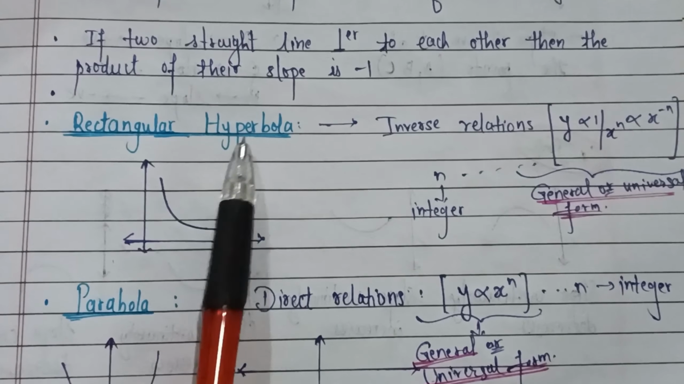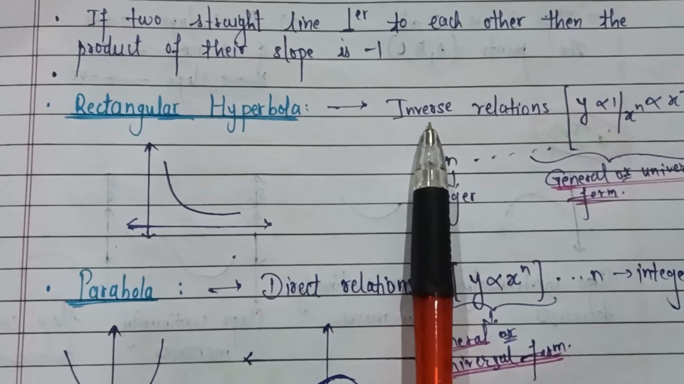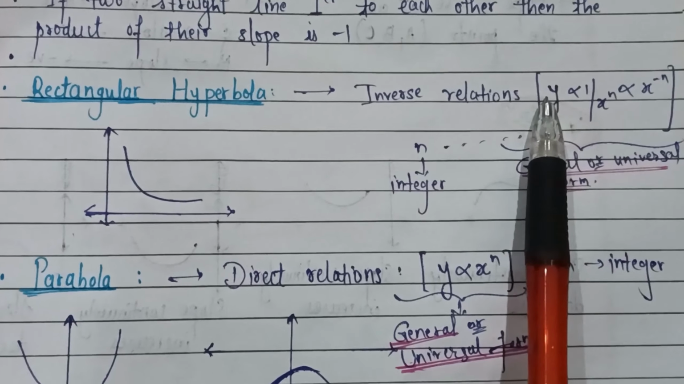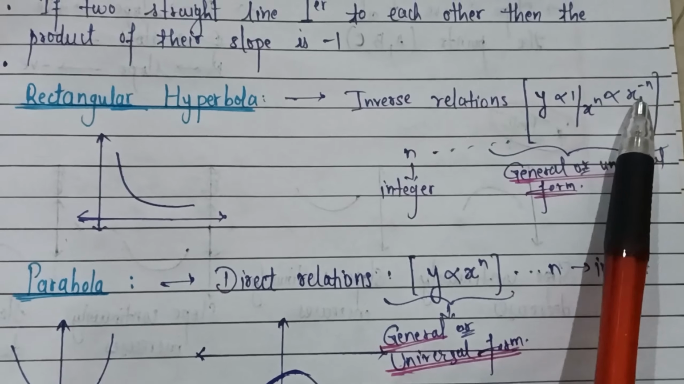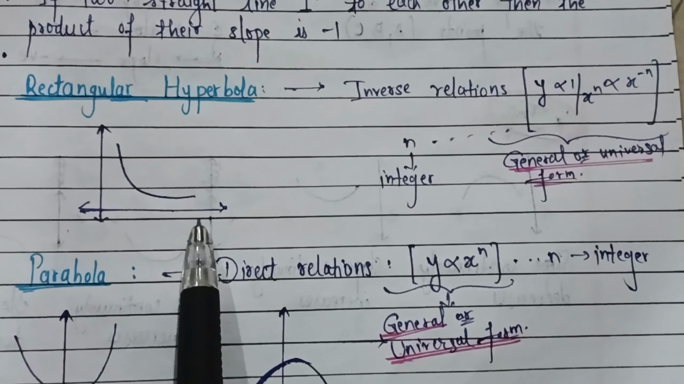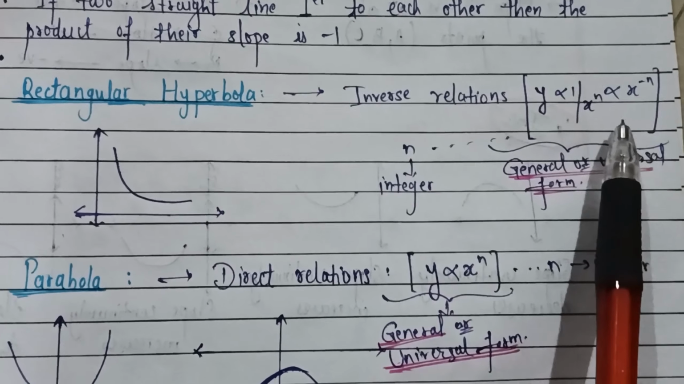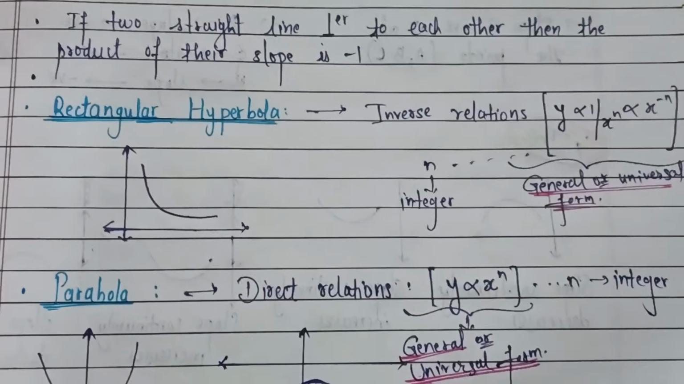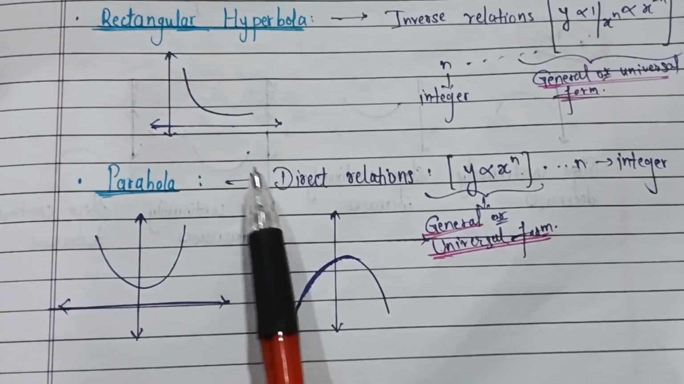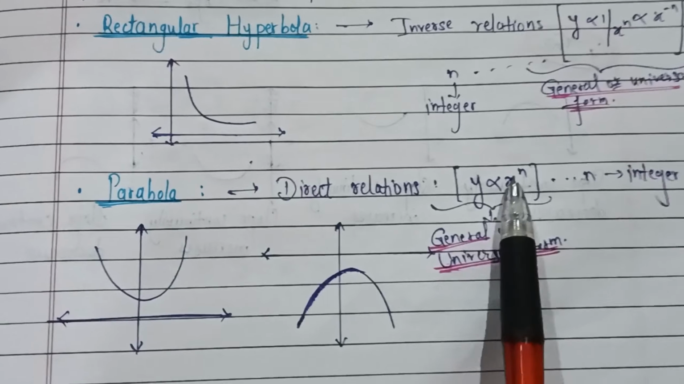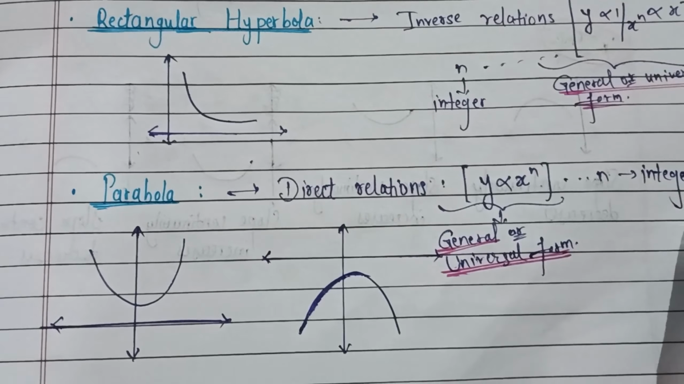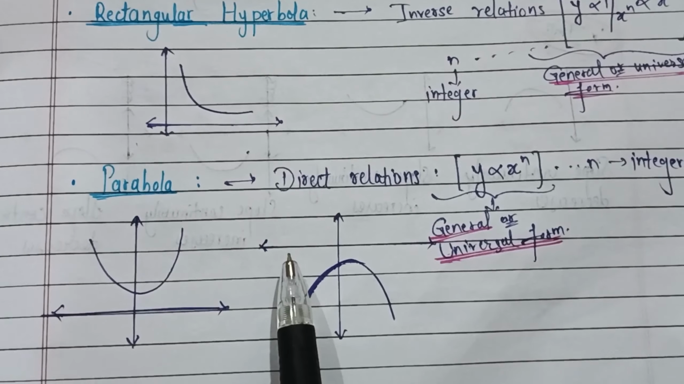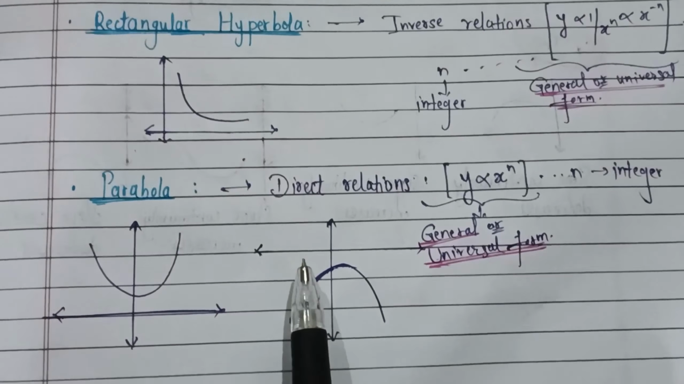Now let's learn about the rectangular hyperbola, which follows the inverse relation, which is y is inversely proportional to x power n, and y is directly proportional to x power minus n. This is a general graph representing a rectangular hyperbola. Here n represents an integer, and this is the general or universal form of the rectangular hyperbola. Now the parabola, which follows the direct relation, which is y is directly proportional to x power n, where n is an integer, and this is the general or universal form. These two are the general forms of parabolic graphs.